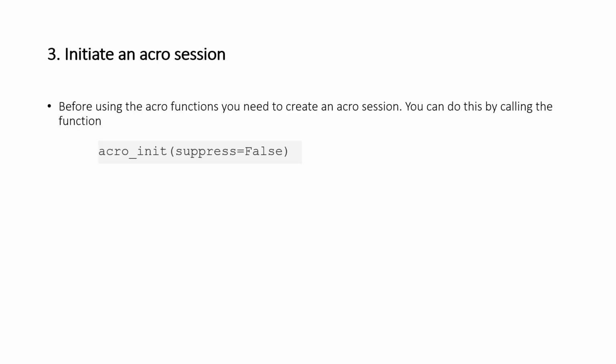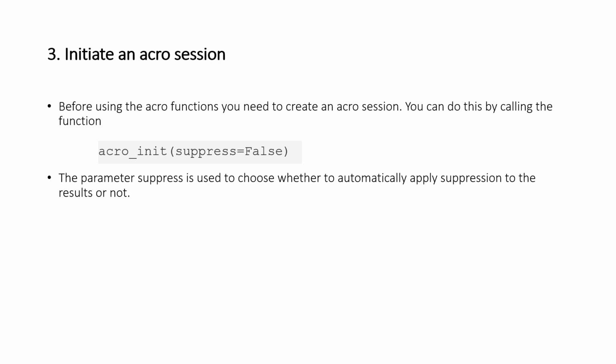You need to create an ACRO session before using any other ACRO functions. You can do this by calling the function acro_init. This function takes as an input the parameter suppress, which can be either true or false. It's used to choose whether to automatically apply suppression to the outputs or not. The default is no suppression.